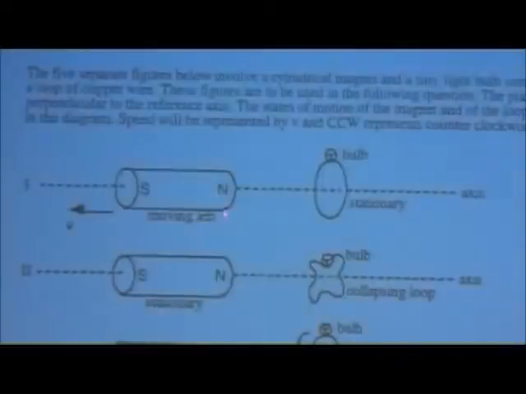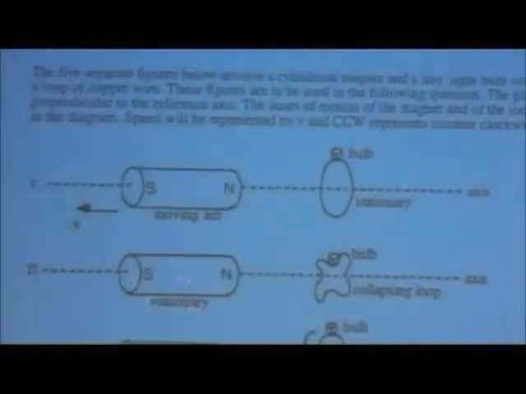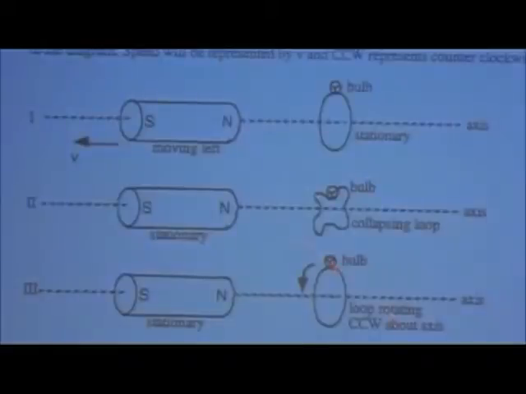So the thing is, this magnet is moving away, this coil is stationary. In this case, the magnet is stationary, the coil is collapsing, it's crunching. In the third case, the magnet is stationary, the coil is just being rotated in the counterclockwise direction. In this case, the magnet is stationary, the coil is moving closer to it. The question is asking in which of the above cases the light bulb will light up. You have 1 minute, please talk to a person next to you.